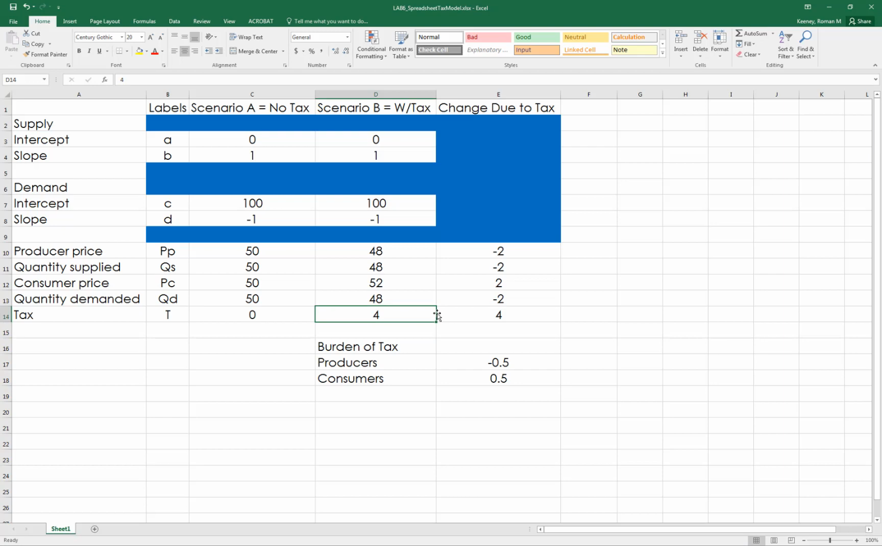Okay, and so if you continue to change the tax in this column, you'll see the impacts, and so what you start to see is that these numbers keep lining up. They keep staying together, and if you go up here, you'll see that we have a slope of 1 for supply, a slope of -1 for demand. Those two things are stuck together as well.